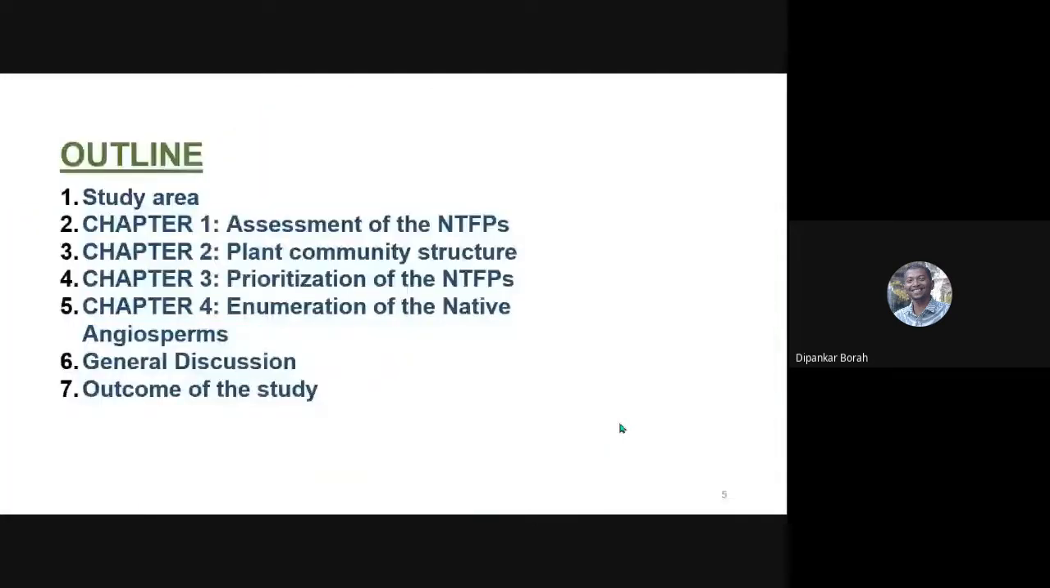Now, the outline of the presentation would be, first, I will discuss the study area, then Chapter 1, Assessment of the NTFPs, Chapter 2, Plant Community Structure, Chapter 3, Prioritization of the NTFPs, Chapter 4, Enumeration of the native angiosperms, then general discussion, and then I will outline the outcome of the study.